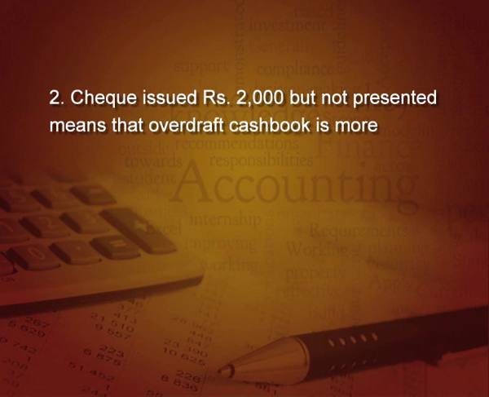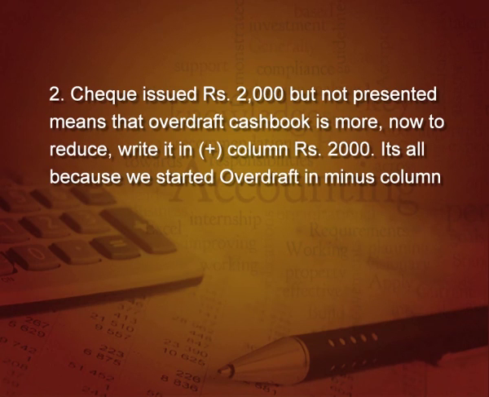Coming to point number 2, check issued 2,000 but not presented means that overdraft in the cash book is more, because when you issue a check, you decrease the cash book balance or increase the overdraft. So, now this is a case of overdraft. So, our overdraft in cash book is more. Now, what will we do? Reduce, but write it in the plus column, because overdraft is in minus column, and if we write it in plus column, it will reduce.